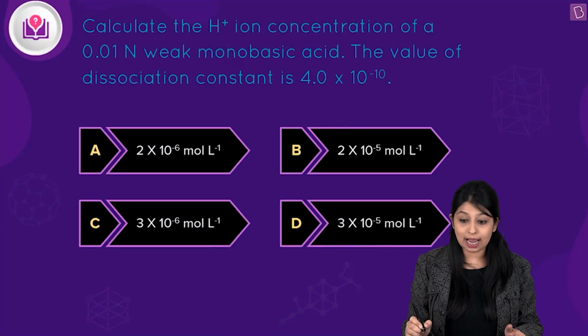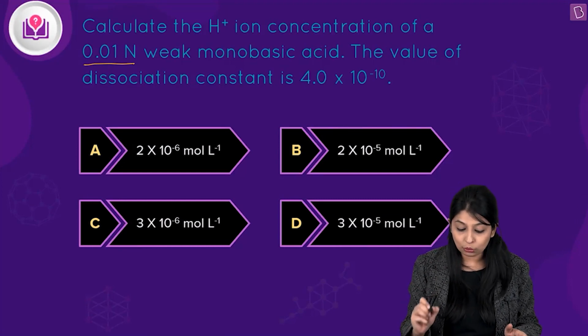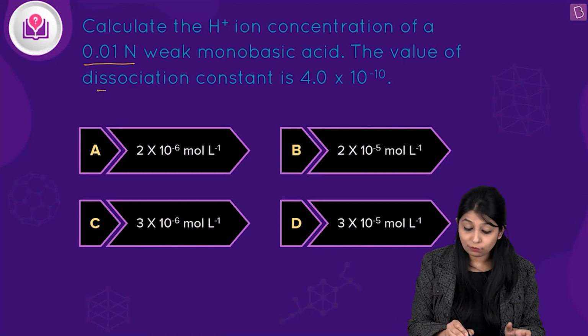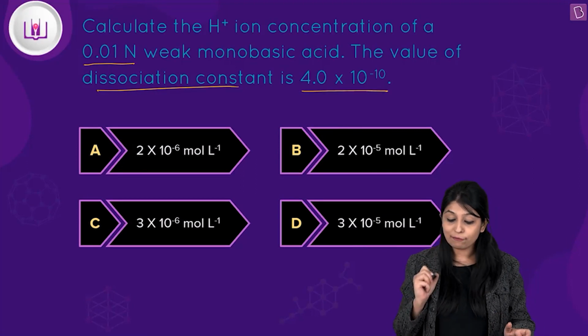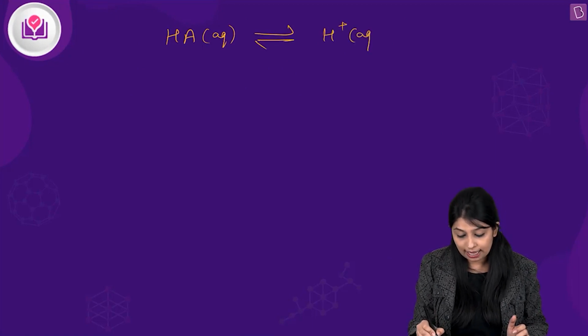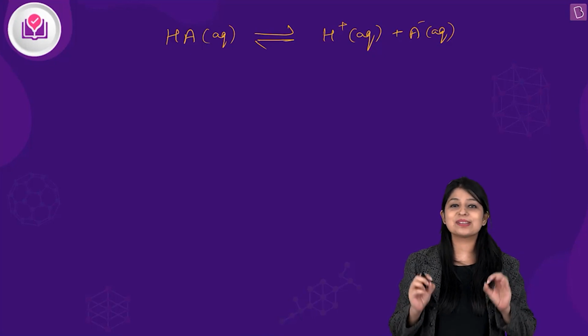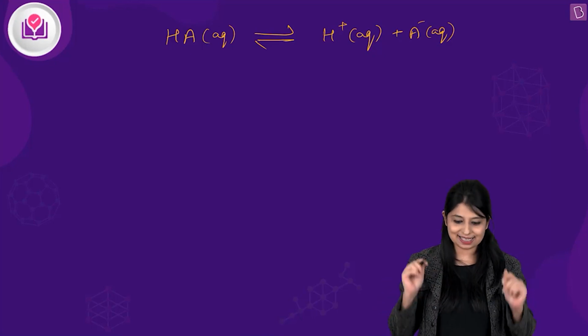Calculate the H plus ion concentration of a 0.1 normal weak monobasic acid. The value of dissociation constant is 4 into 10 raised to the power minus 10. Okay, so we have been given a weak monobasic acid. So it will dissociate in the aqueous medium to give H plus ions plus A minus ions. And this will be a reversible reaction, because this is a weak monobasic acid.